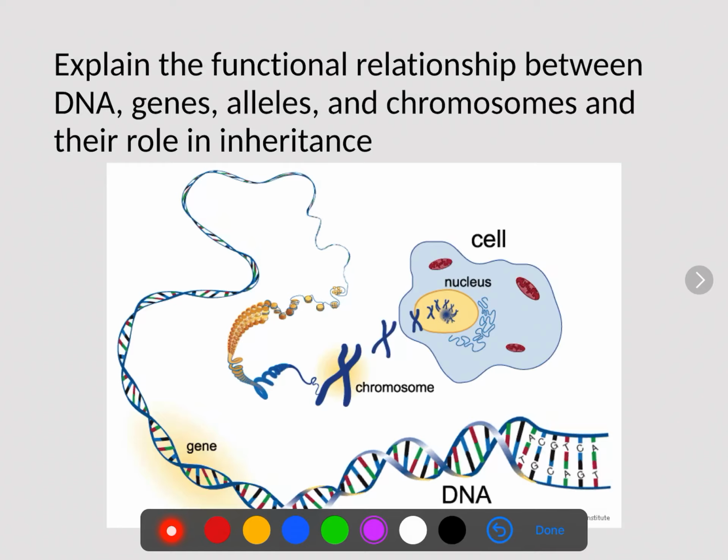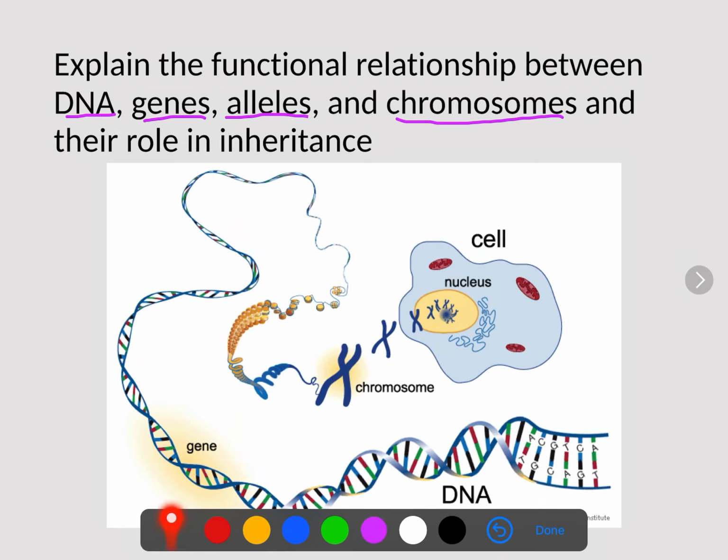Mr. O'Brien here, and this is part three of your topic five, cell division and genetics review material for the Keystone Biology exam. Now, in this topic, we're going to be talking about the functional relationship between DNA, genes, alleles, and chromosomes, and what their role is when we're talking about inheritance.